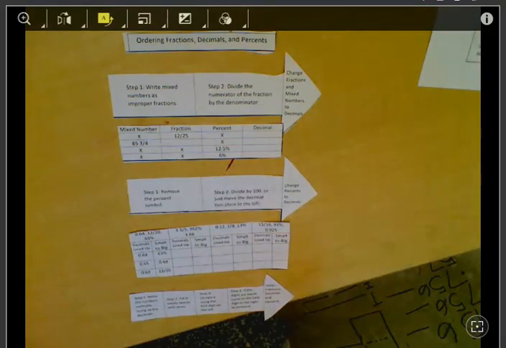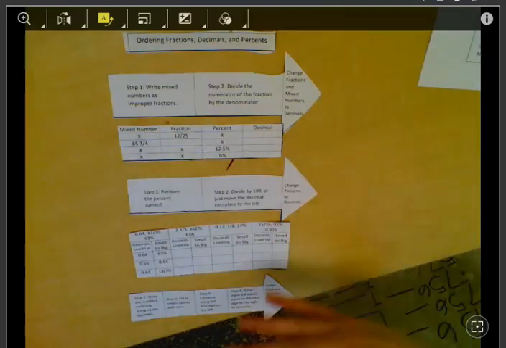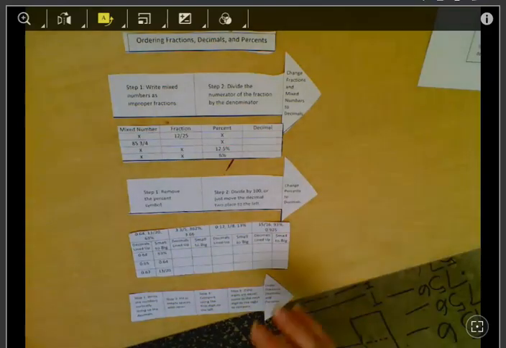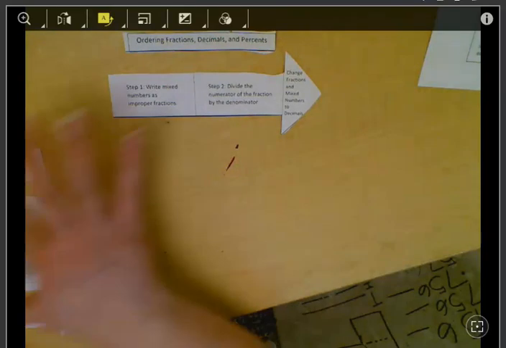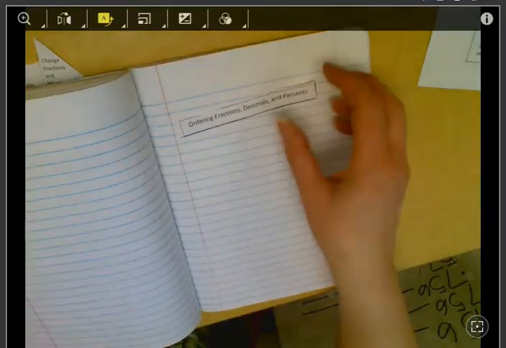So remember, when you order fractions, decimals, and percents, you have to change them all to the same type. So what we're going to do is fold these into here, and I'm going to show you how to do this with our notes. So the first thing we're going to do is glue the title on the top.